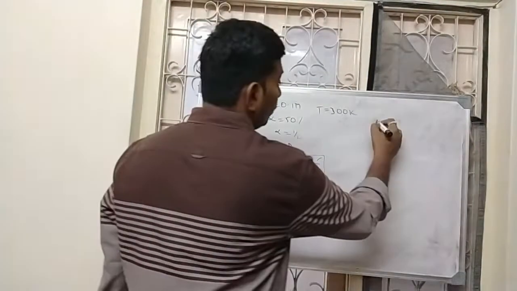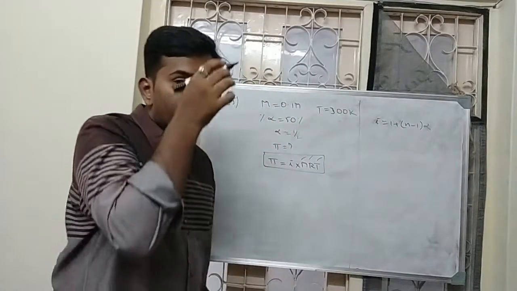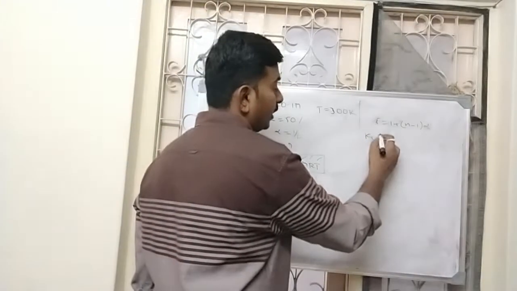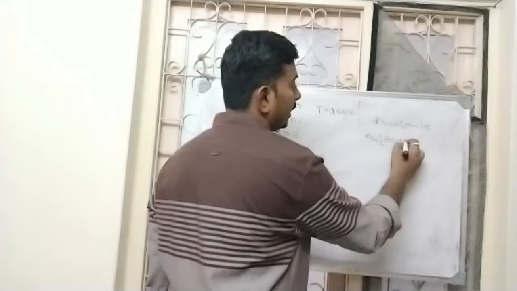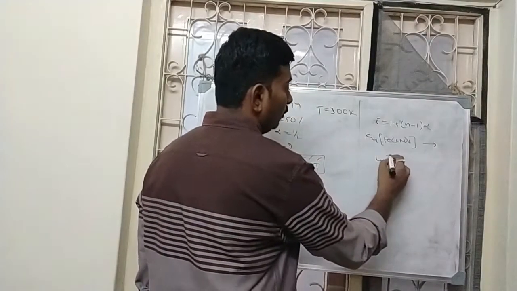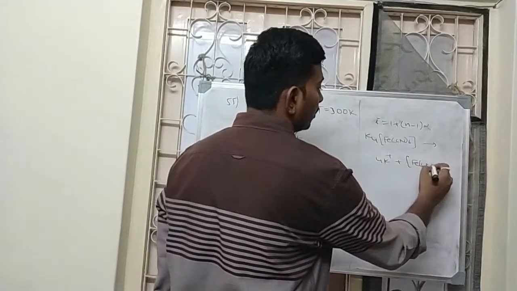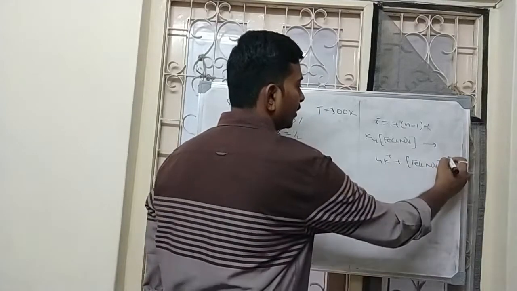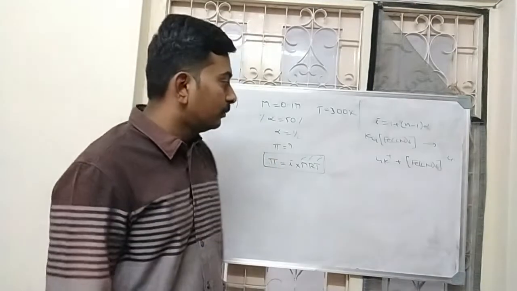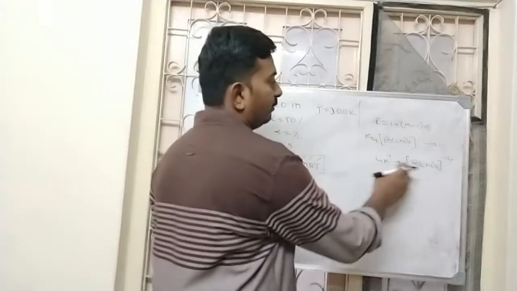So i is equal to 1 plus (n minus 1) into alpha, because they are telling potassium ferrocyanide undergoes dissociation. So what is the formula of potassium ferrocyanide? K4[Fe(CN)6]. On dissociation this will give 4 moles of potassium ions and 1 mole of ferrocyanide ion. So the total n value will be 5 for this.